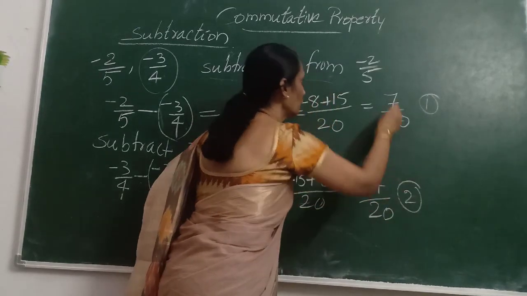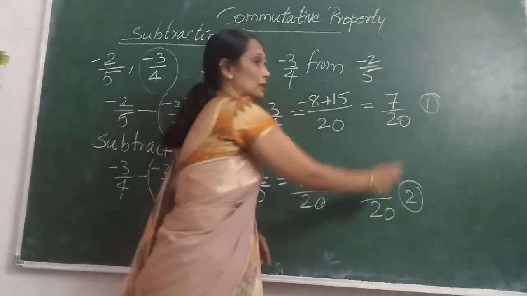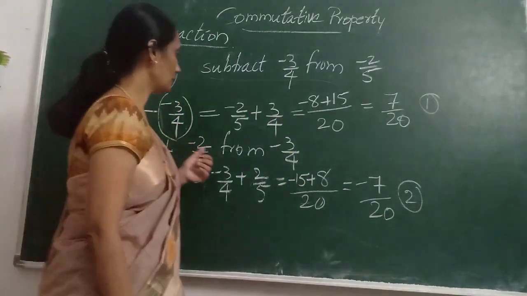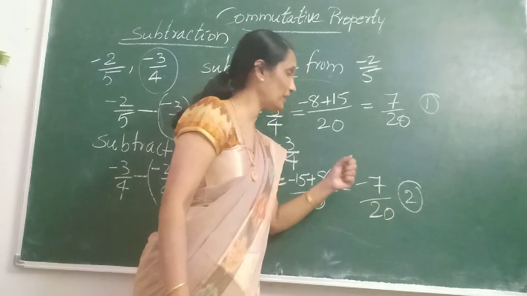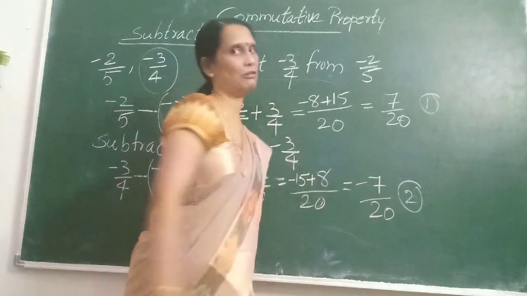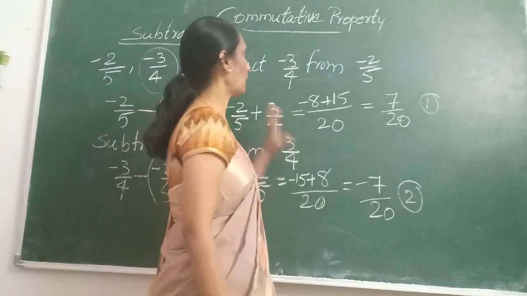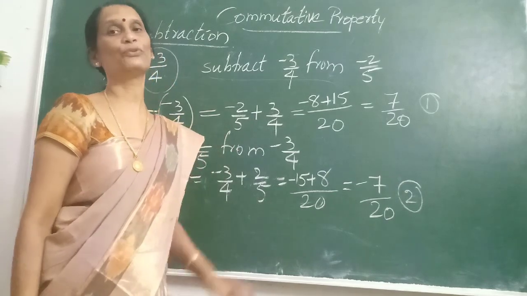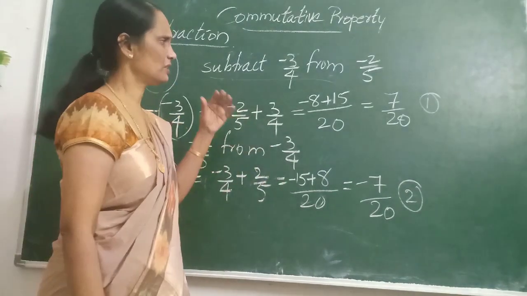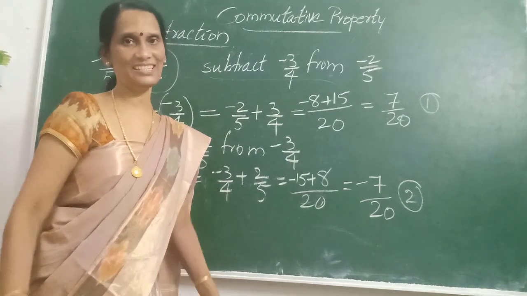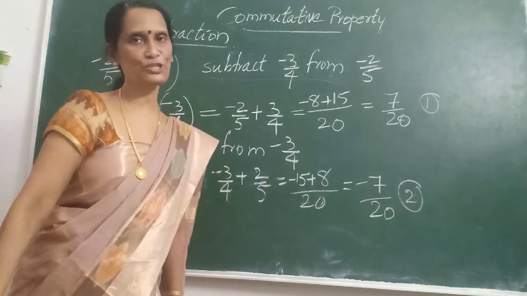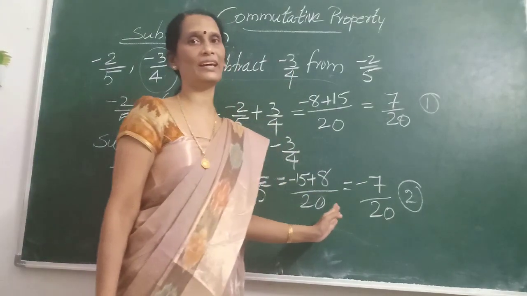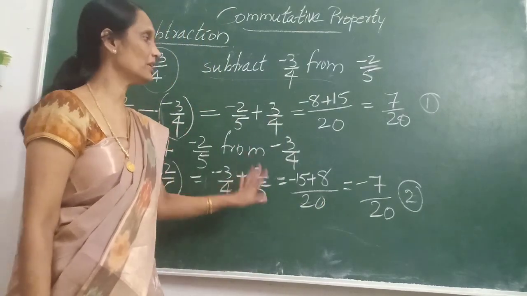See, in the first case we got 7 by 20, and in the second case, when the order is changed, we got the answer minus 7 by 20. Are both the same? Not the same. So from this we find that subtraction is not commutative for whole numbers, integers, and for all. At the same time, for rational numbers also we have now proved that subtraction is not commutative.